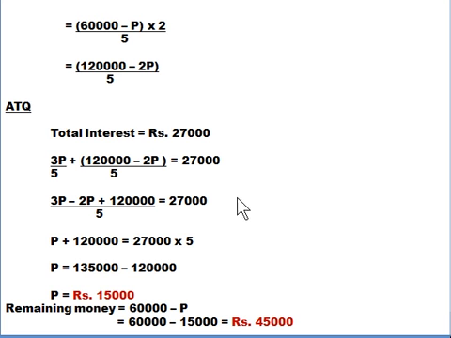Now they want the parts invested in both the cases. So in the first case, the money invested is rupees 15,000, and in the second case the remaining money was invested, that is 60,000 minus P. Substituting the value of P, you get the remaining money as 45,000. So in the first case the money invested was 15,000 and in the second case the money invested is rupees 45,000. Now I hope you are clear with this particular question.